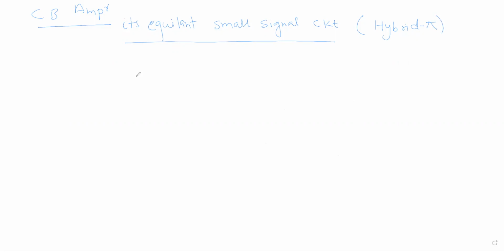We have to evaluate the common base amplifier in small signal terms. What is a small signal? That is the AC analysis. First, it is your circuit which is in common base.